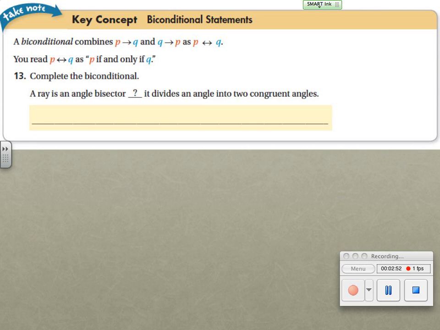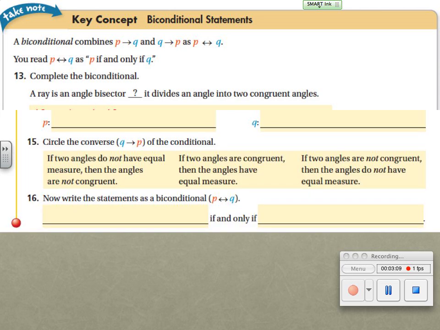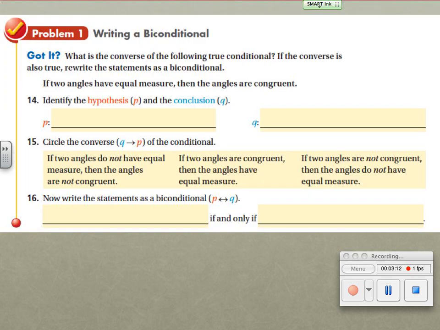A biconditional combines P implies Q and Q implies P as P if and only if Q. So we're going to complete the biconditional statement. A ray is an angle bisector if and only if it divides an angle into two congruent angles. So a biconditional statement is true both going forward and backwards. I can switch the hypothesis and the conclusion, and it doesn't change the fact that the statement is true.